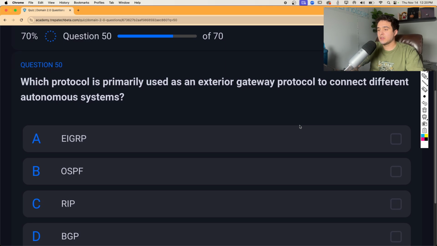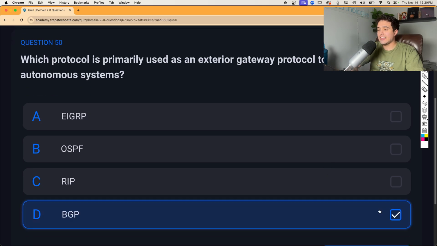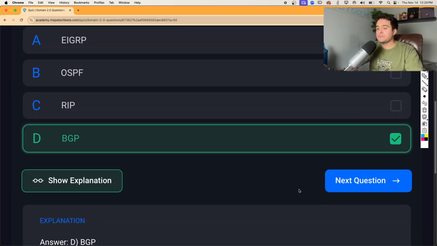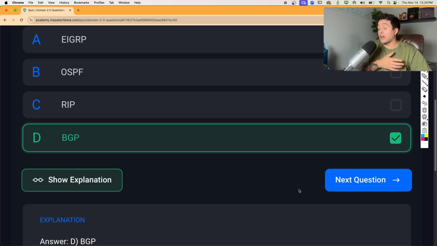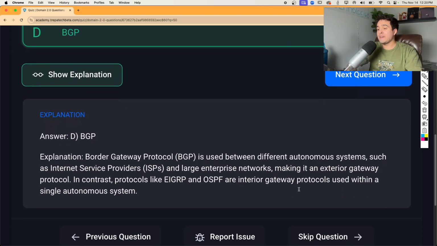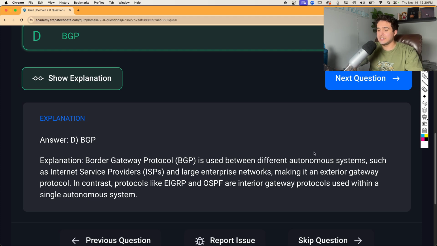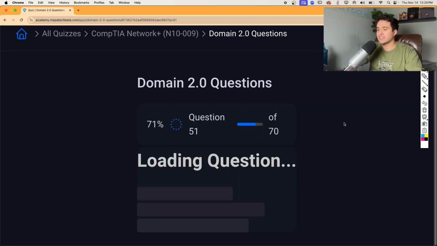Question 50. Which protocol is primarily used as an exterior gateway protocol to connect different autonomous systems? That is BGP. I know we have some repeats. That's okay, though, because typically in our software, we will shuffle these for you, and this is just hitting it over the head. Domain 2 is kind of a smaller domain, but yes, it is BGP, so we're going to have a couple of repeats. That's okay.